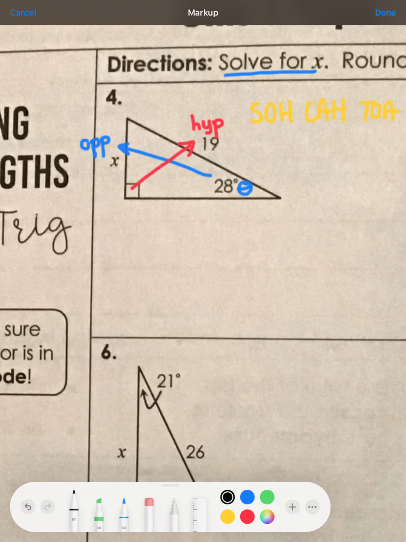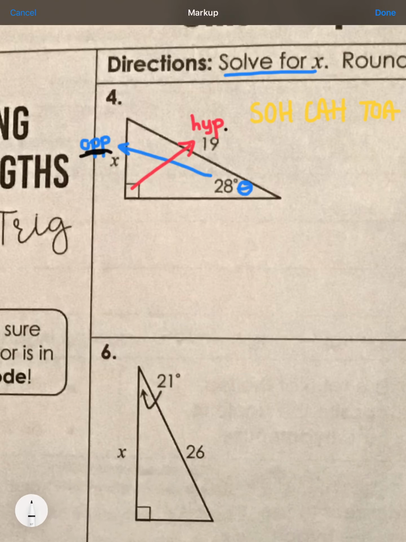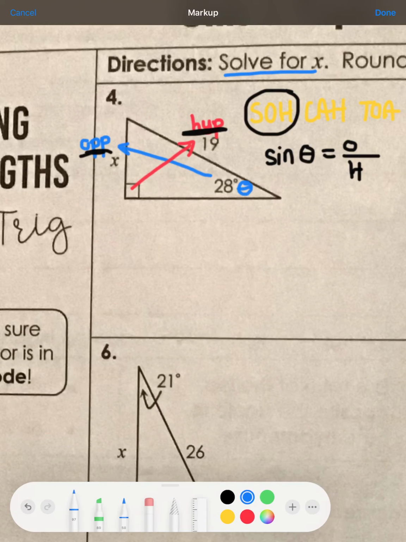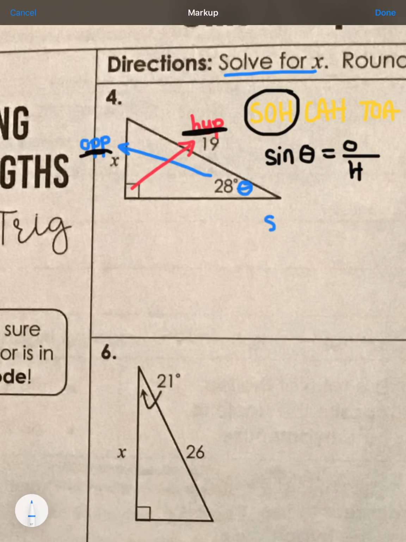So which trig function out of SOHCAHTOA relates an opposite side and a hypotenuse? So what one has the O and the H together? And that would be the SO. So we have sine of our angle, theta, equals our opposite over our hypotenuse.